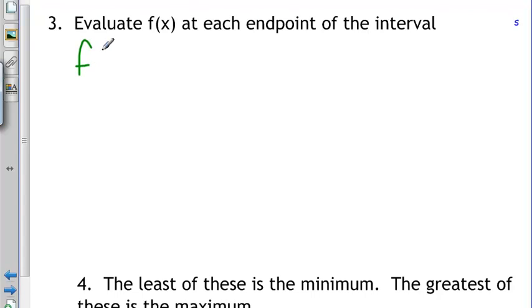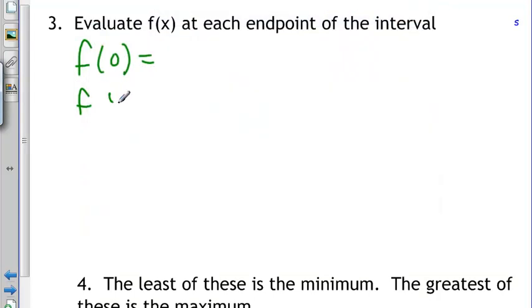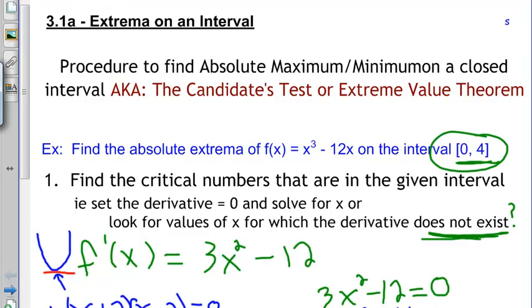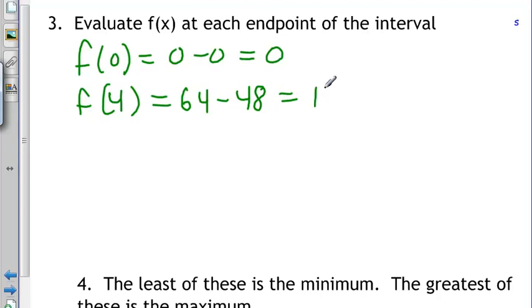So we want to know what happens with the function at 0. Does it start out really low or really high? And we want to know what happens with the function at 4. So I think it's x cubed minus 12x. At 0, 0 minus 0, so that's 0. At 4, x cubed is 64, minus 12x. I guess that's right, hopefully. And that is, let's see, 16, is it?